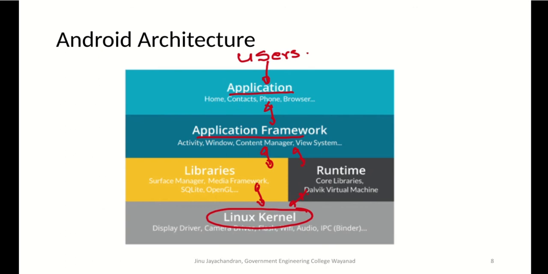For example, let's say the user wants to send a message using WhatsApp, so the user types whatever message is to be sent in WhatsApp. This message will be passed to the application framework layer, which will pass it to the libraries to get useful information. Then it will go to the Linux kernel for transfer, because the Wi-Fi driver will be there in the Linux kernel, so it will be given to the Wi-Fi driver, which will transfer the required information.